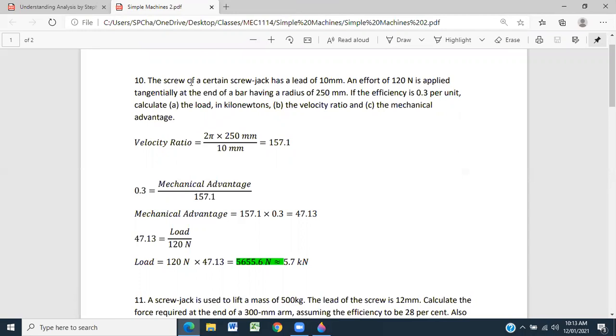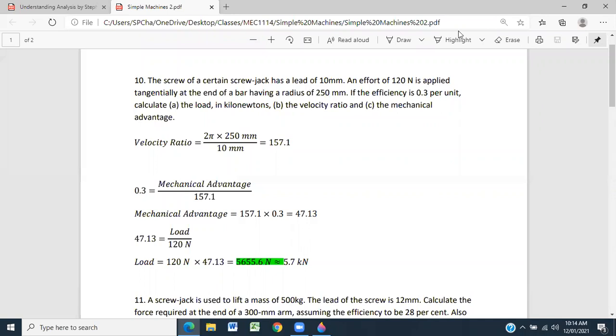So a screw of a certain screw jack has a lead of 10 millimeters. An effort of 120 newtons is applied tangentially at the end of a bar having a radius of 250 millimeters. The efficiency is 0.3 per unit. Calculate A, the load in kilonewtons, B, the velocity ratio, and C, the mechanical advantage.